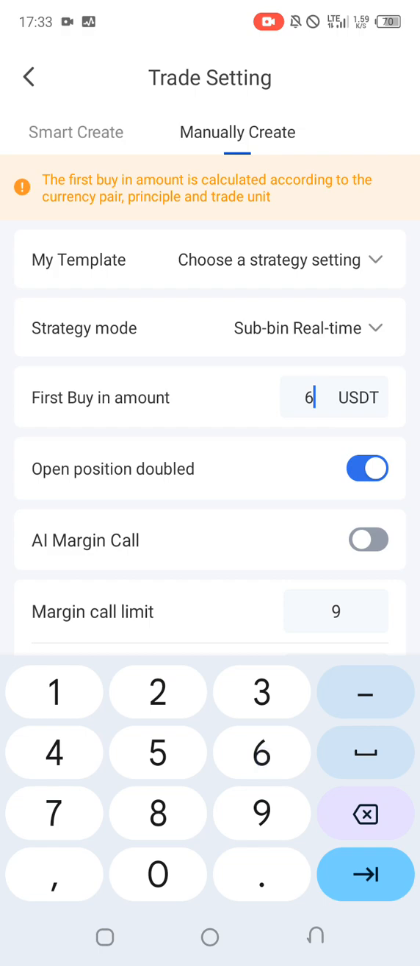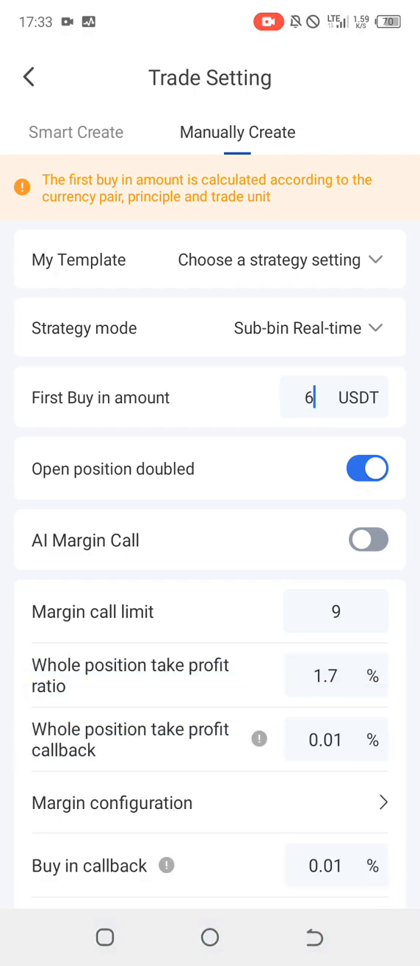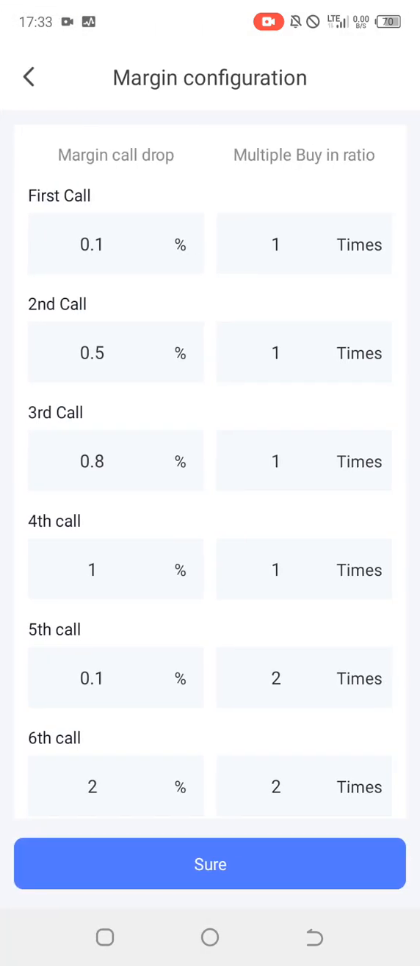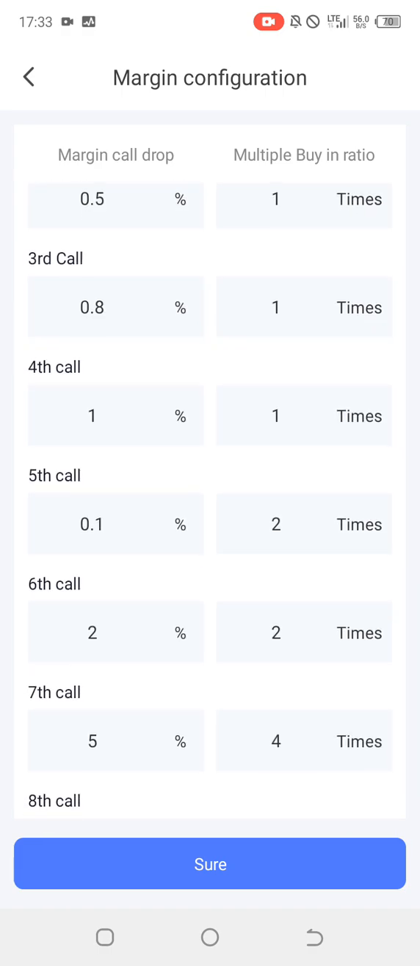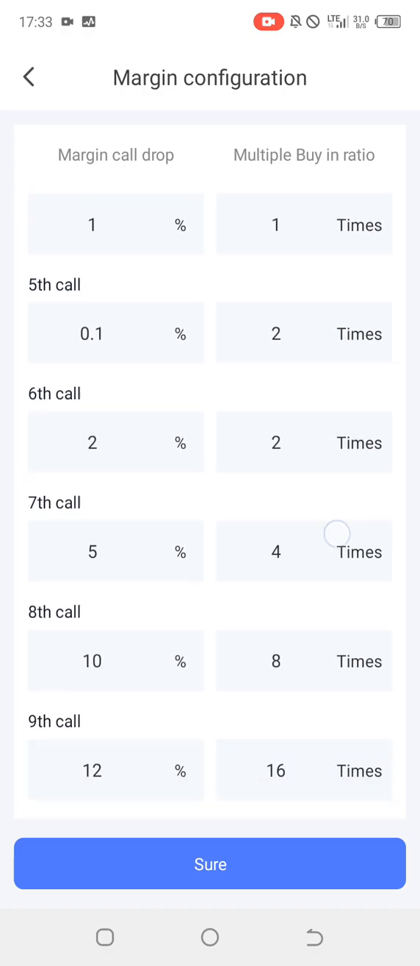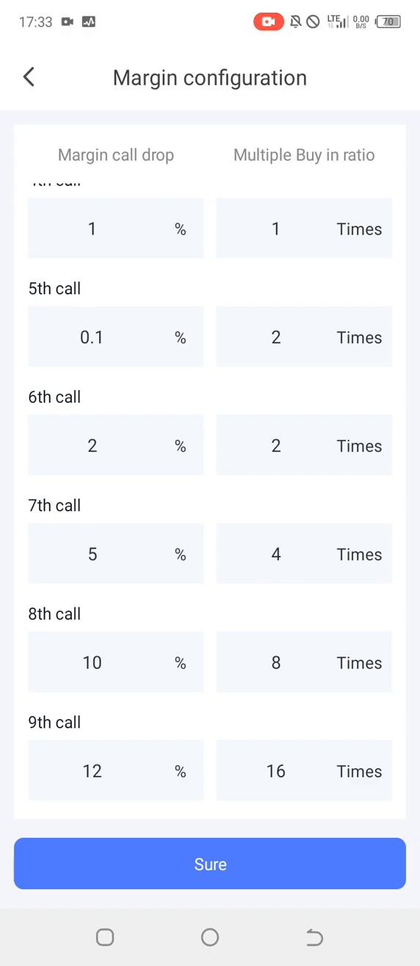So here is 6. Okay, then open position double, open it just like I've done here. Then we go to the margin configuration. So this is the margin configuration for the 228 Buidl strategy. Okay, so the first call is 0.1, second call is 0.5, third call is 0.8, fourth call 0.1, and then remember we went to the tab trader.